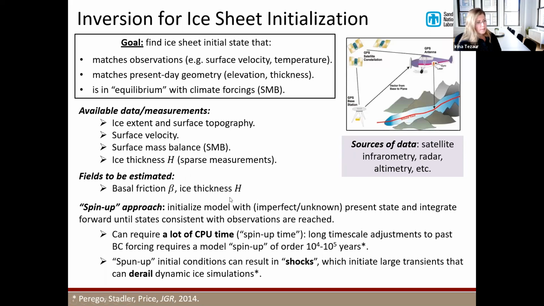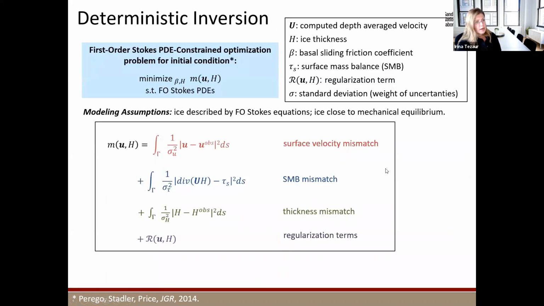Typically, the way this was done was with a crude, ad hoc approach called a spin up, where you guess your initial condition, run the model for many, many years, and try to fudge the initial condition to get it to match observations. When you're happy with how it looks, you stop and use that as the initial condition. This is very imperfect, and it burns a lot of CPU time. You can also get pretty bad shocks that can initiate large transients and derail some of these simulations. So we did this in a much more rigorous way, by formulating and solving a PDE constrained optimization problem. So here's how the problem looks.